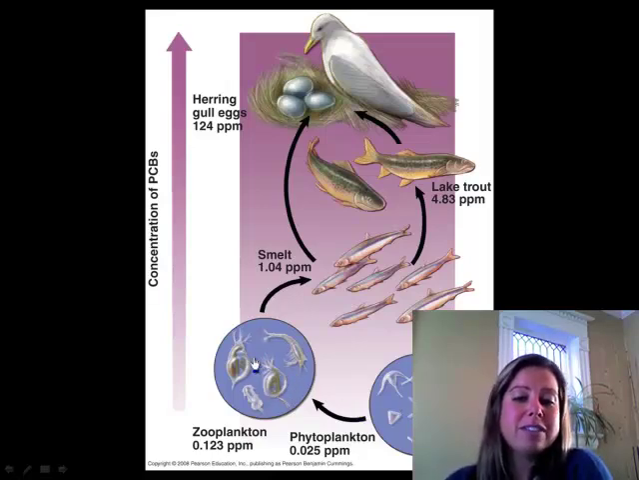However, if these zooplankton start eating these guys, they're probably not going to just eat one or two. They're probably going to eat a whole bunch. So what's going to happen is the amount of that chemical is going to jump up because these guys have eaten a whole bunch of these guys. So now it's gotten a little higher.